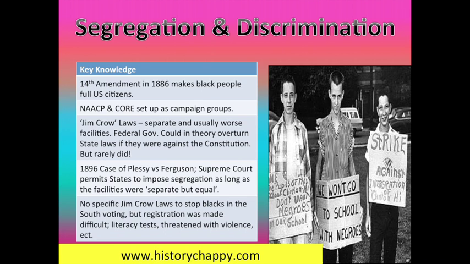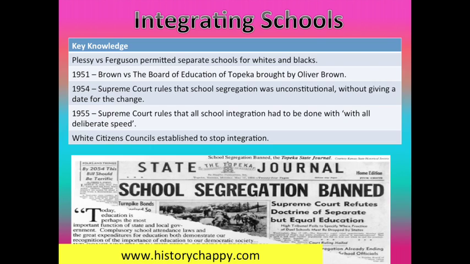The 14th Amendment to the Constitution of 1886 technically made black people full citizens. However, this was circumvented in some states with the 1896 case of Plessy versus Ferguson, where the Supreme Court permitted states to impose segregation as long as the facilities that they offered were separate but equal.